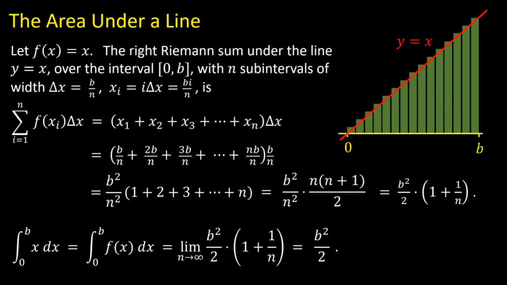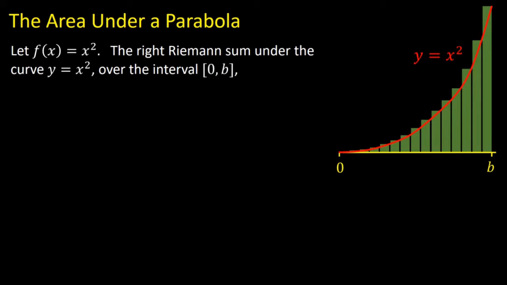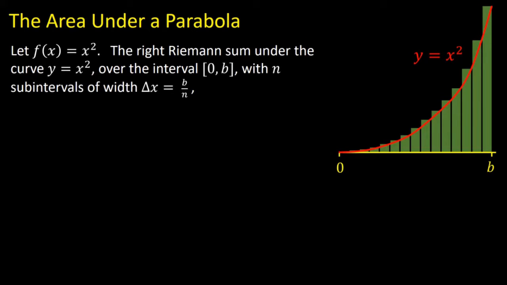Now, very good, but let's look at something that you cannot do with just high school geometry formulas. This is the area under a parabola. And this is where Riemann sums really pull their weight. So I'm going to take the function f of x equals x squared. Again, the interval 0 to b, as before, n subintervals of width delta x equals b over n.